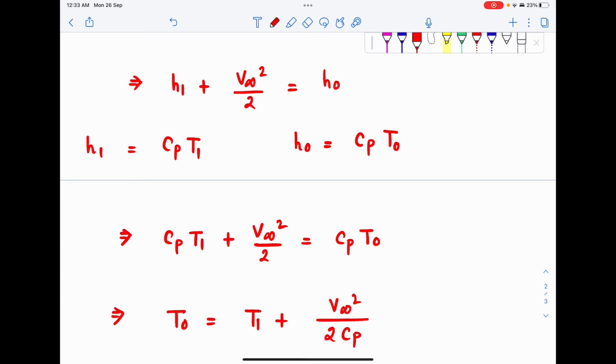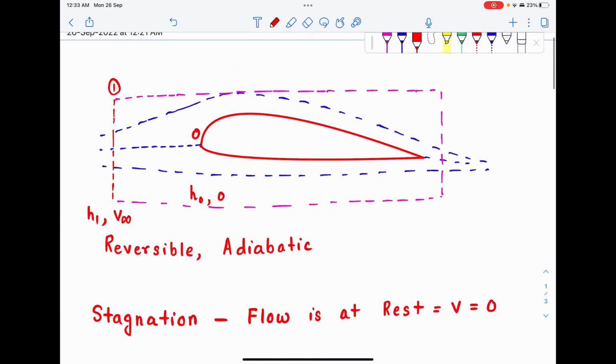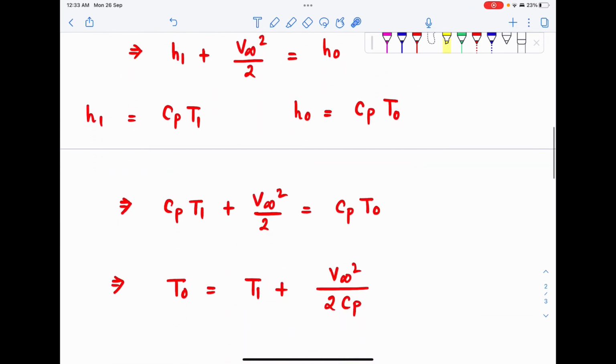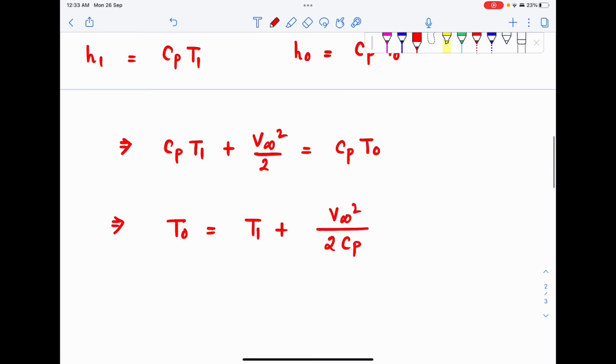Okay, so as our point 1 is the free stream point, that means for free stream we can take T1 as T infinity, right? Don't get confused, it's very easy. T1 is T infinity, that is the free stream temperature. So plus V infinity square divided by 2 Cp.